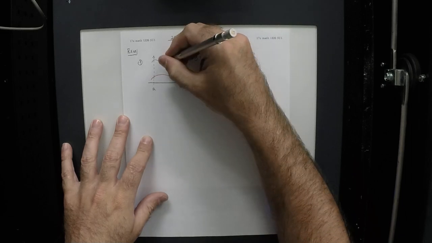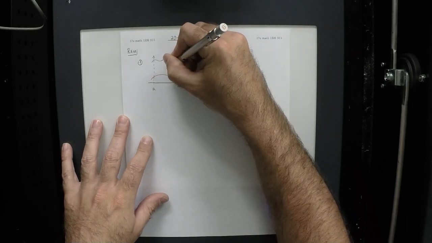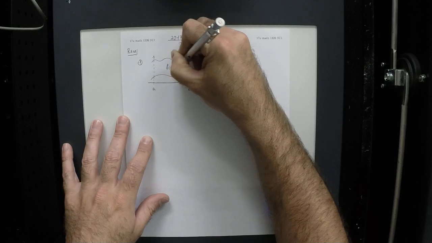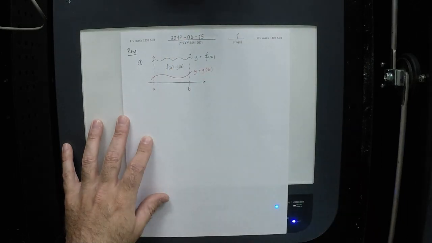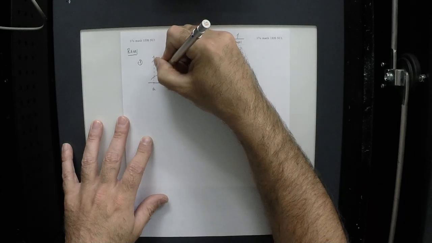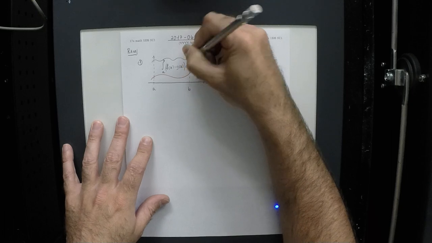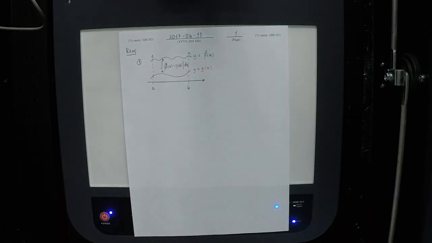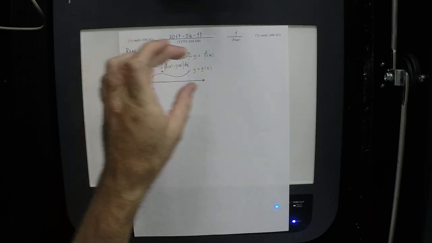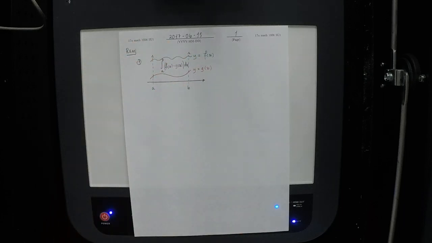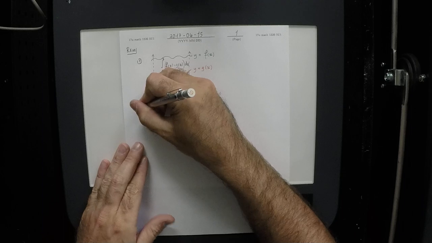F of x minus g of x. Okay, almost. So that's definitely part of it. Integral from A to B. Which is saying that we're going to take that flag-looking shape, or whatever you want to call that, and cut it into rectangles, and then let the number of rectangles become infinite. That's what that's saying. Okay.